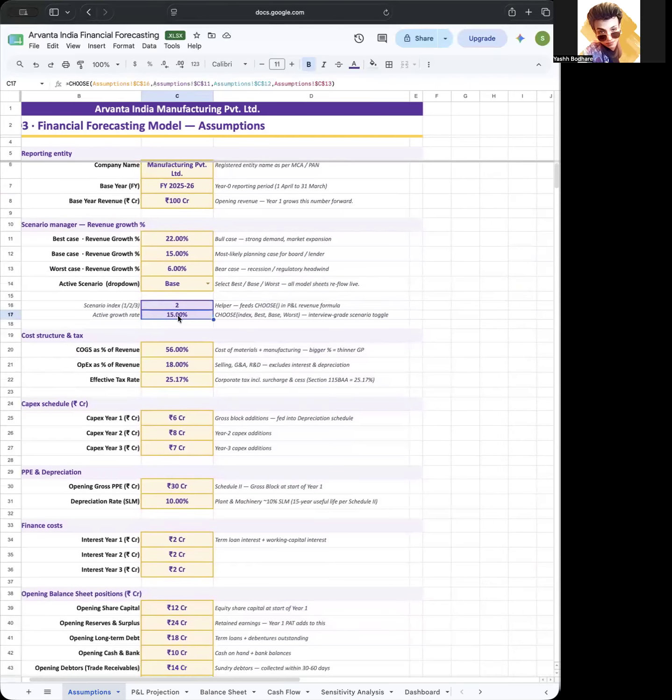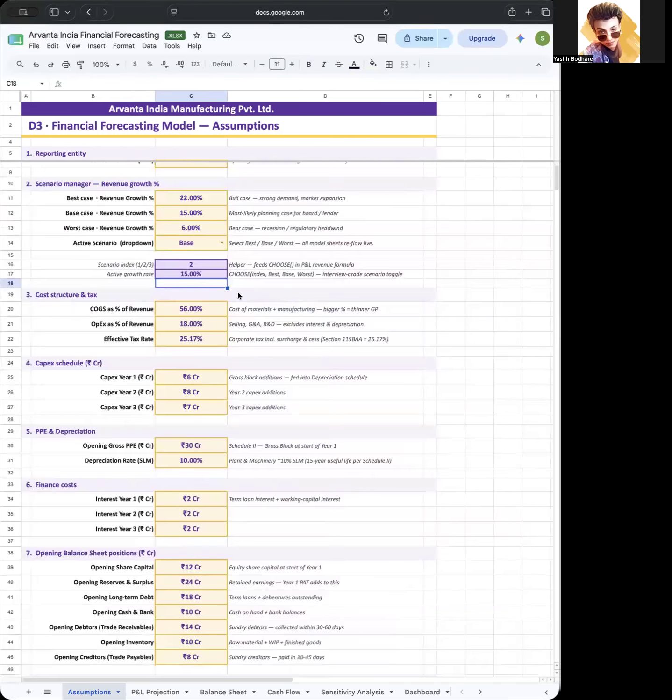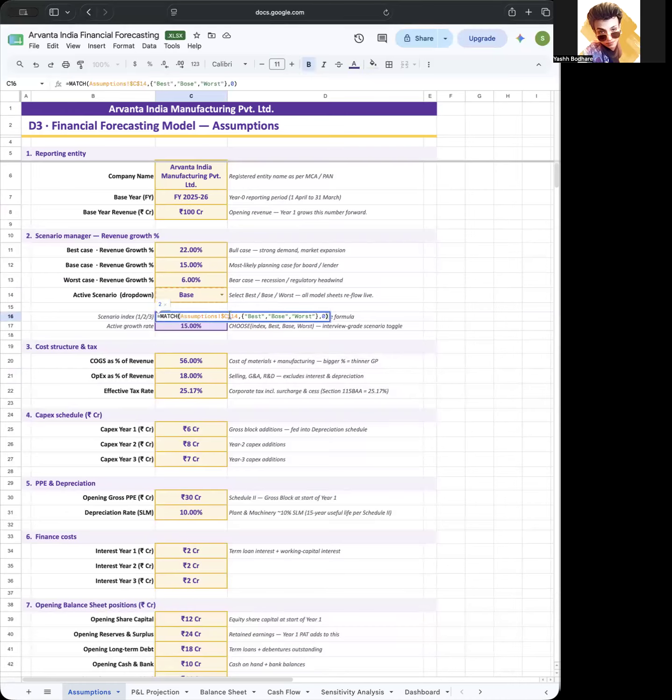I hope you get to understand the formulas also. So this is the match assumption and this is the choose assumption. MATCH identifies the position of the selected scenario, while CHOOSE returns the relevant growth rate. Conceptually, the formula works like this: if best is selected, return 22%; if base is selected, return 15%; and if worst is selected, return 6%. So the active growth rate becomes a revenue driver for all these forecast years.